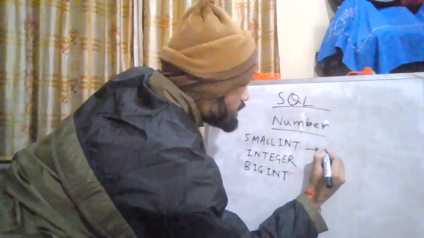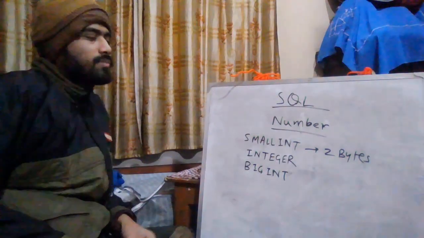So small int is 2 bytes. Now I have to understand what is byte.